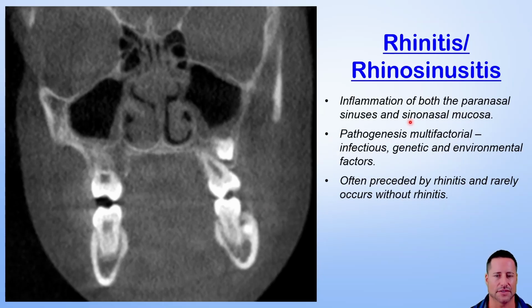And from a definition standpoint, it's inflammation of both the paranasal sinuses and the sinonasal mucosa. Pathogenesis is multifactorial: infectious, genetic, and environmental factors are at play, and it's often preceded by rhinitis and rarely occurs without rhinitis.